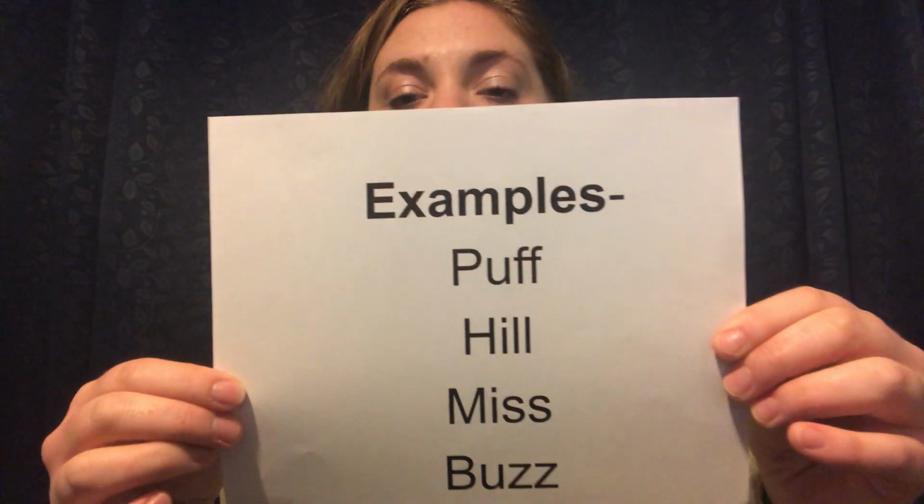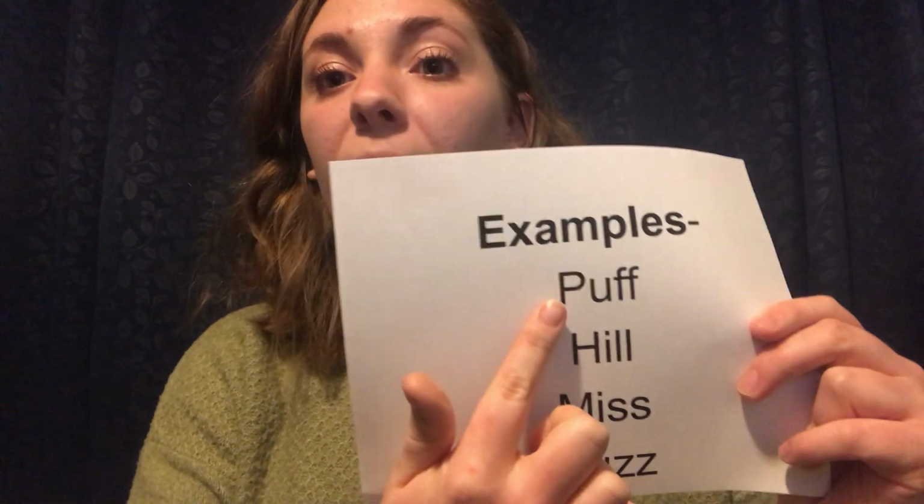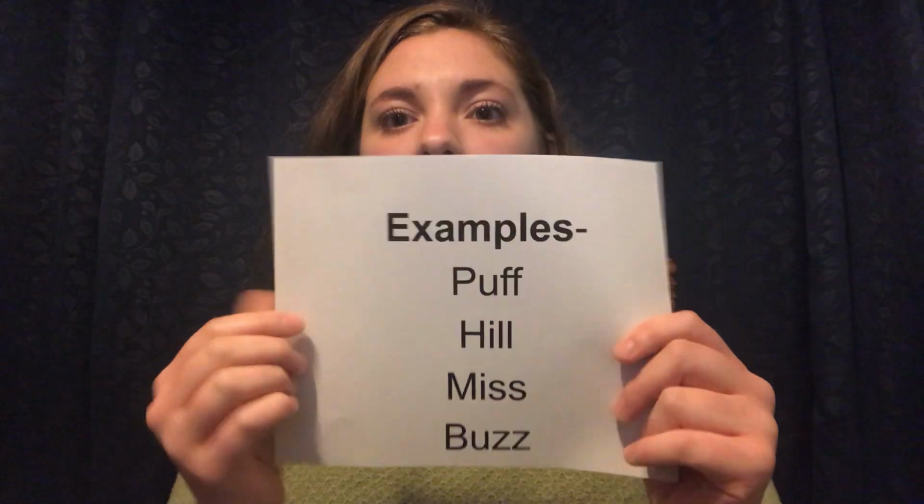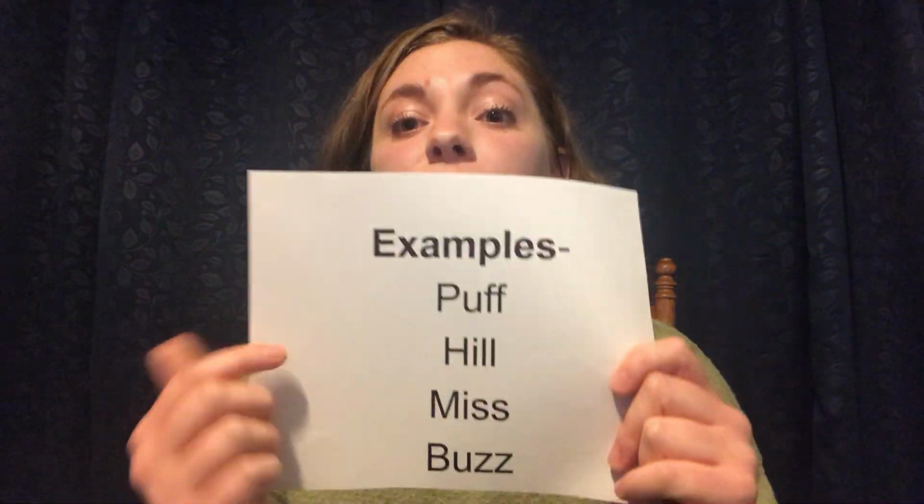So, the first example, puff. Let's test for 1 syllable. Puff. My hand moved down 1 time, so it's only got 1 syllable. So far, so good. Let's look at the vowel. Puh. That sounds like a short U because it's not saying the letter's name. And then at the end, puff. Makes an F sound, so that means there's going to be a double F. Okay, let's look at another one.